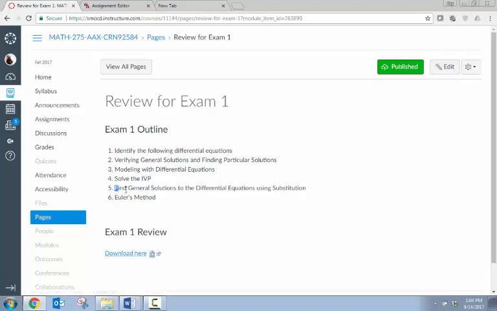And then the other one, you're going to just find general solutions, and you're going to use, I think we had 3 or 4 substitution methods that we went over in section 2.5 or 2.6 or something like that. So you're going to try to use some of those methods.